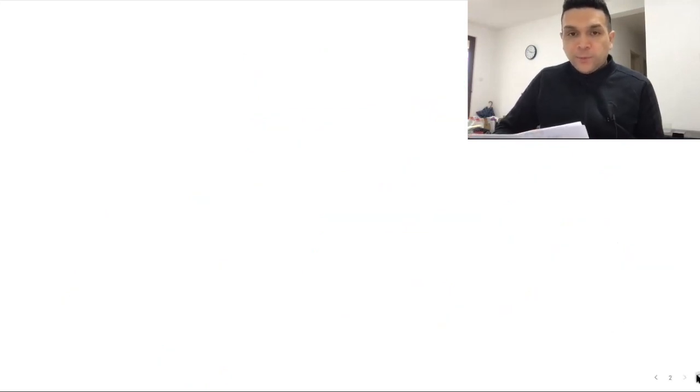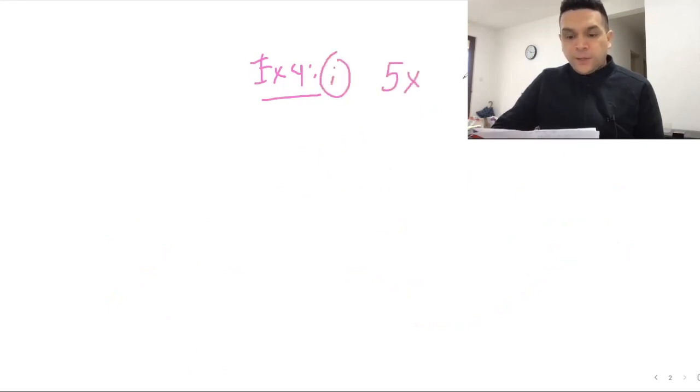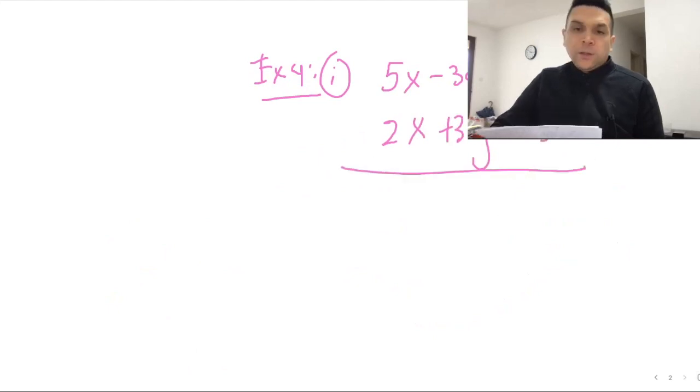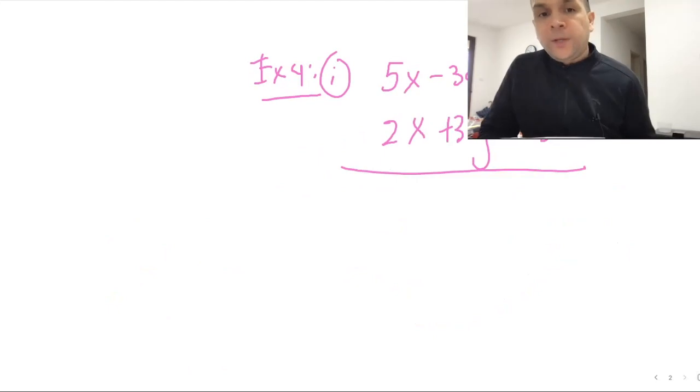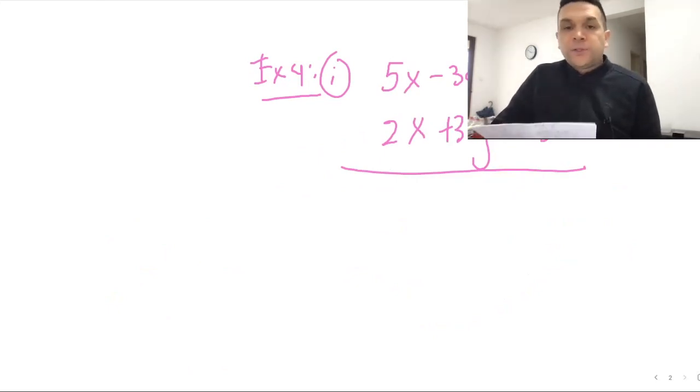So let's do some examples. From my lecture paper, this will be example 4, number 1. And I have 5x minus 3y equals 20, and I have 2x plus 3y equals 15. From this, we can see that we can eliminate y, right? If we combine these two equations, we can eliminate y easily.